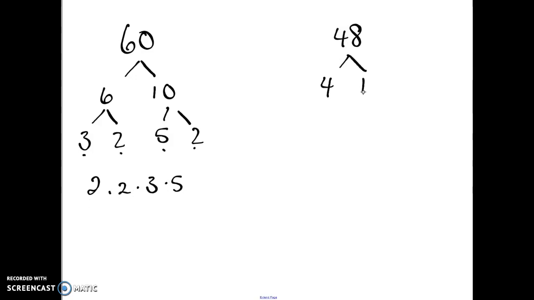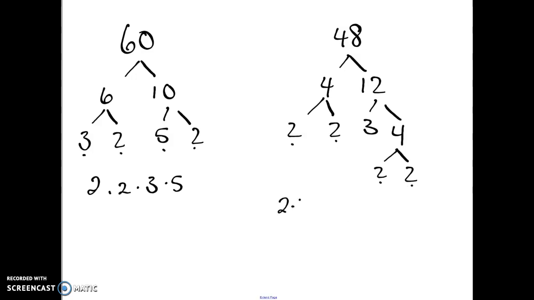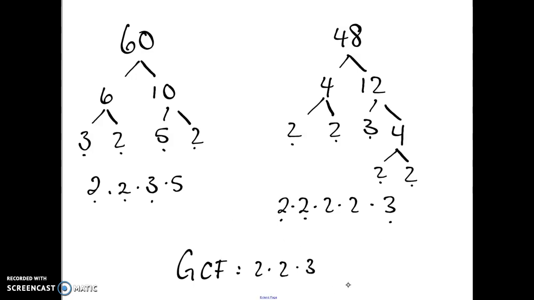48, you may know, is 4 times 12. Well, I can break 4 into 2 times 2 and 12 into 3 times 4. Now I can break that 4 again into 2 times 2. So I see 1, 2, 3, 4 2's. A 3. And actually that's it. 2 times 2 times 3 times 2 times 2. So I can then read, and my greatest common factor would be 2 times 2, because I have them in both, times 3, because there is a 3 in each. So my greatest common factor is 12.